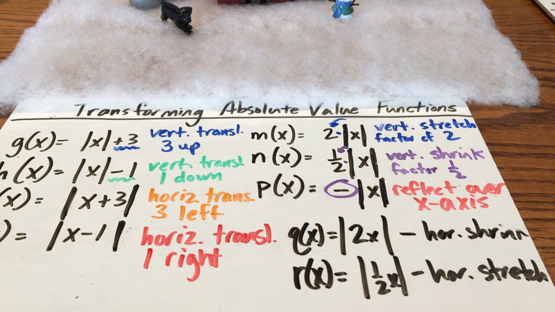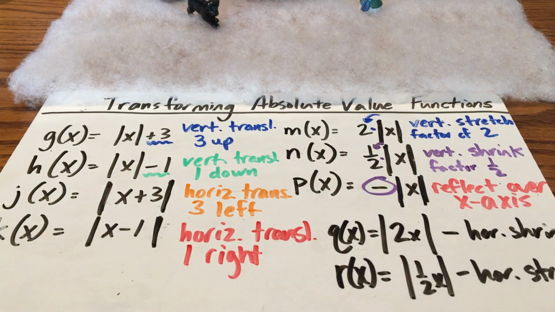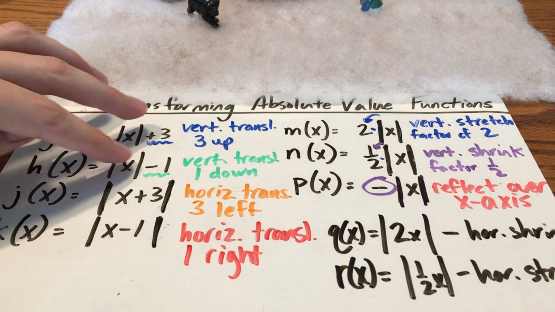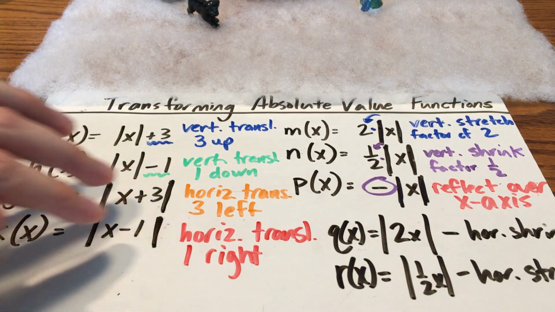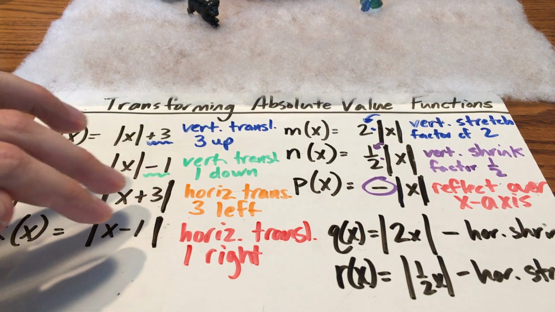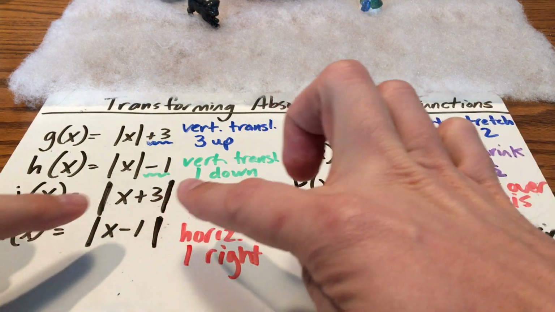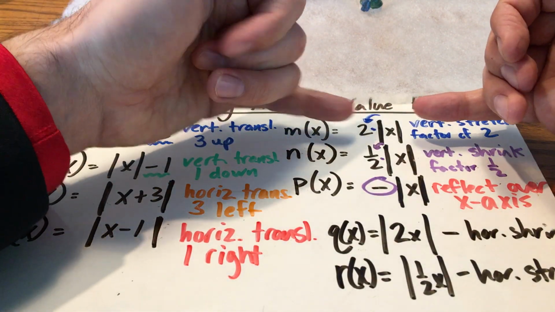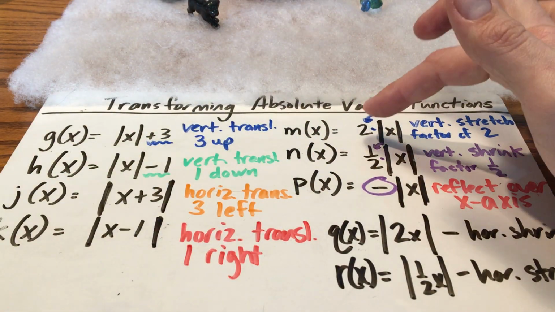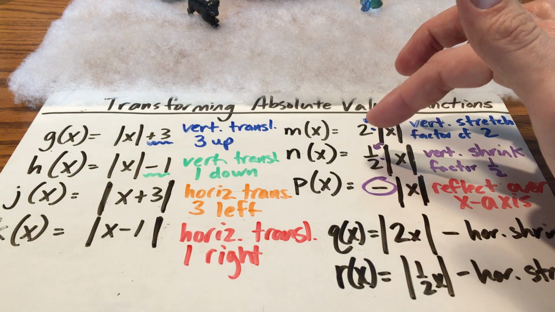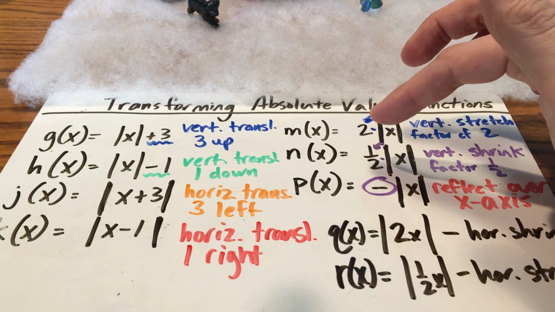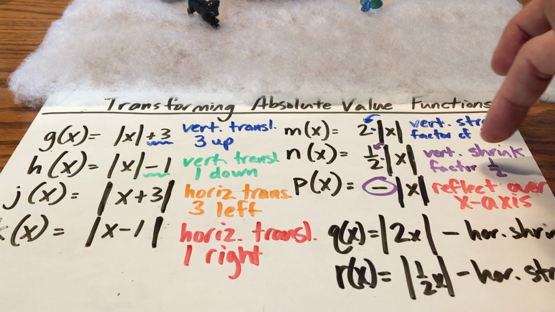Okay, I hope that just kind of is a review for you, right? When they add at the end, it's a vertical translation, up or down. When they add or subtract inside the bars or inside the parentheses, it's horizontal, and it's the opposite of the way that it looks. If they multiply by a number bigger than 1 on the outside, it's a vertical stretch by that factor. If they multiply by a number less than 1, between 0 and 1, that's whenever you have a vertical shrink.